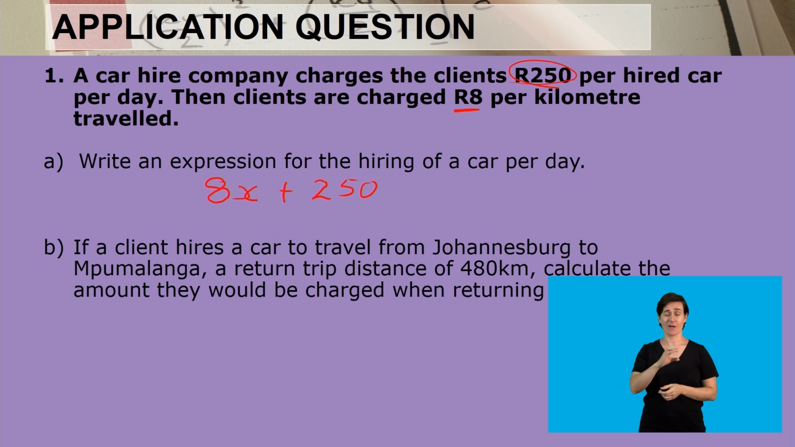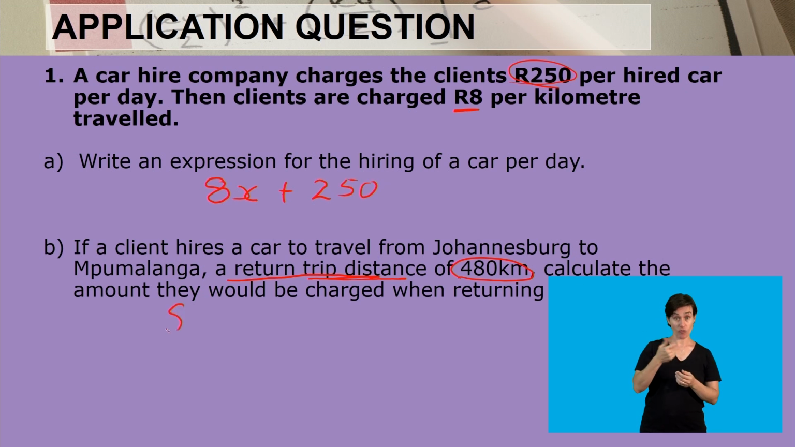It says, if a client hires a car to travel from Johannesburg to Mpumalanga, a return trip distance of 480 kilometers, calculate the amount they would be charged when returning the car. What do we know about this? One, there is a return trip, which means it's a complete trip. We don't have to double it. Secondly, the kilometers that were used were 480. So that variable is represented by 480.